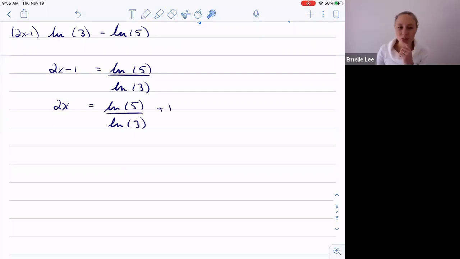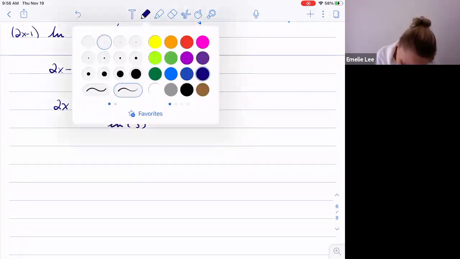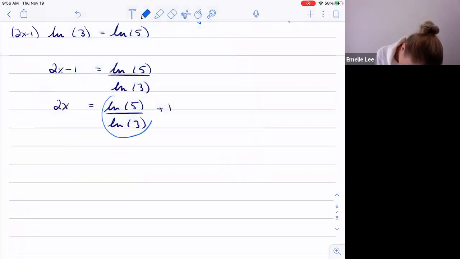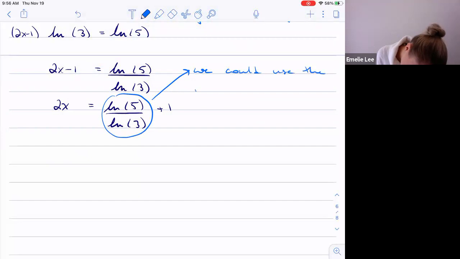One thing that you could notice is that this is the same as log base 3 of 5, right? If you use the reverse change of base formula. We could use the reverse. I don't really see a point in doing that, but I'm just highlighting that we have options as we go along. So we could use the reverse change of base formula.